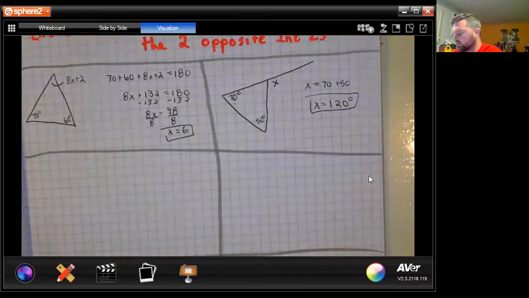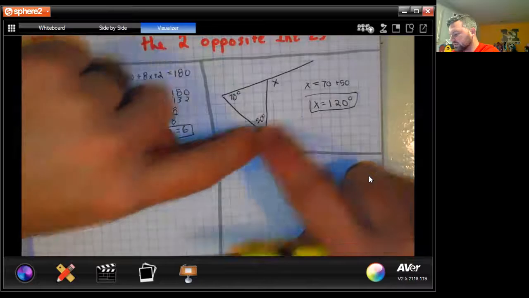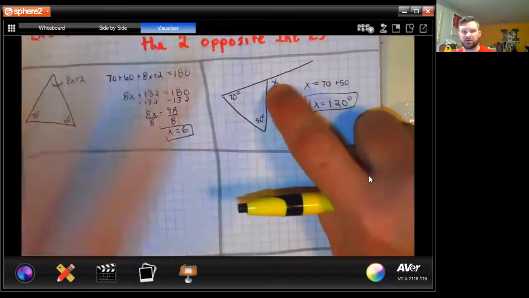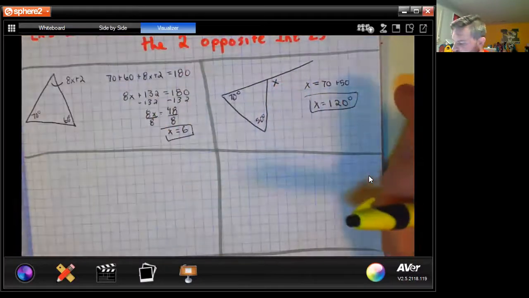Again, if I rip these two off, they will land right here. They'll line up on that angle.